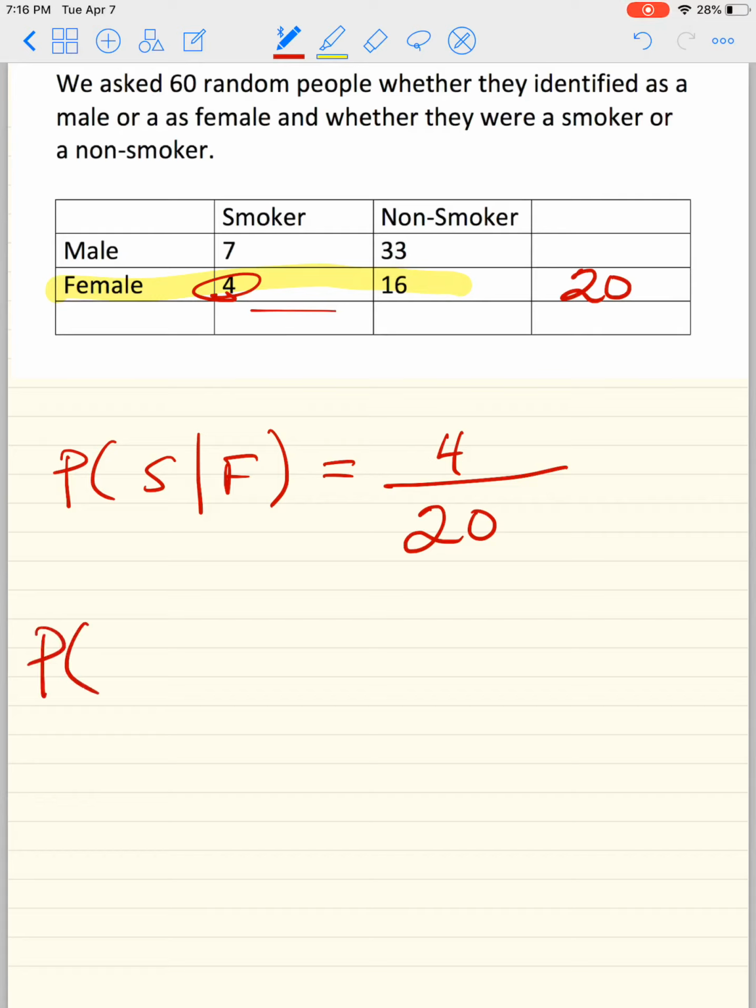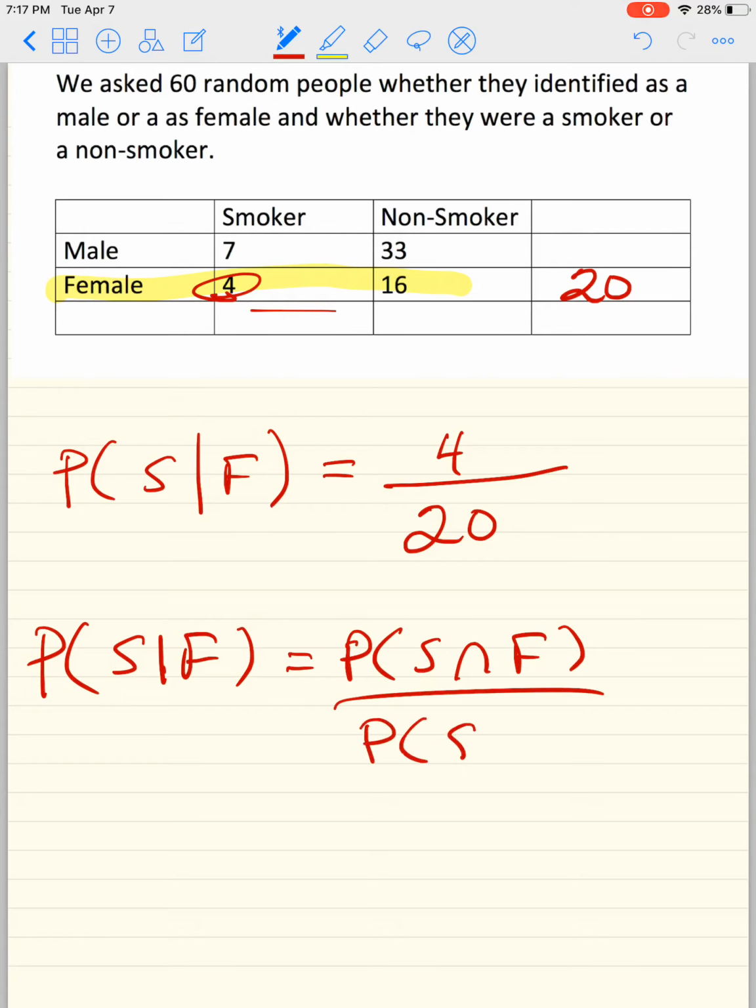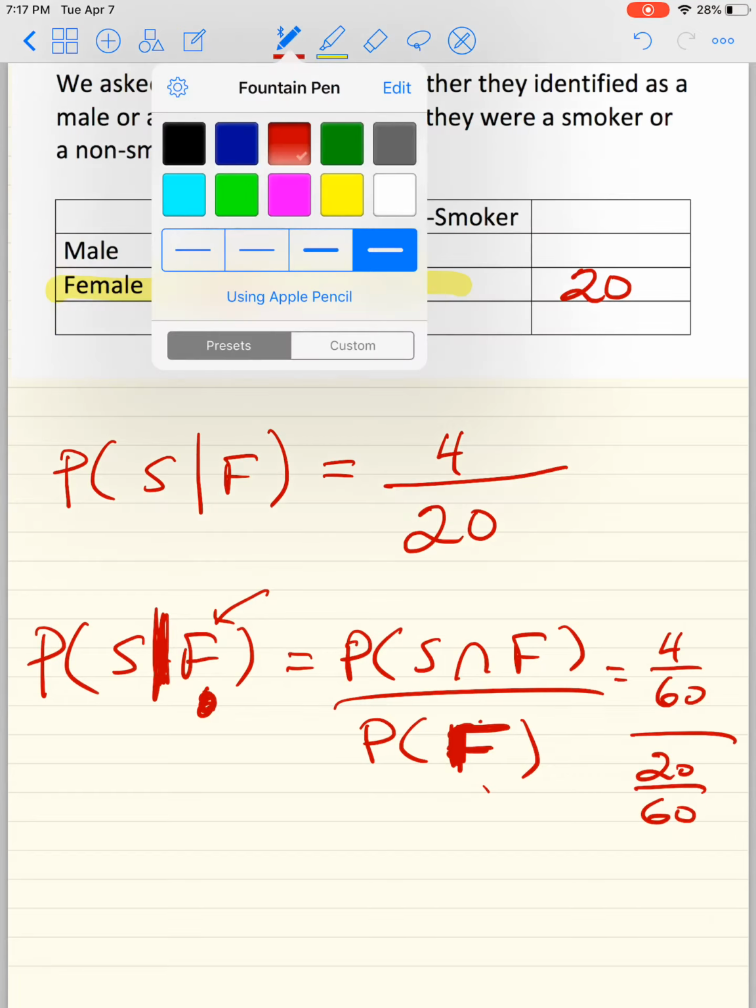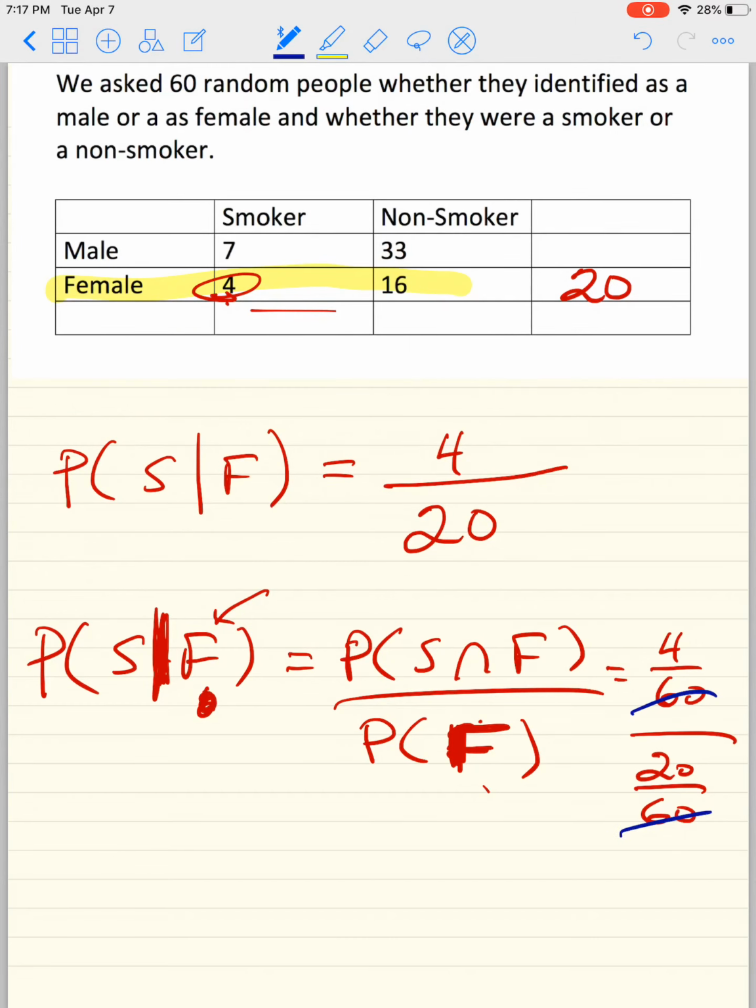If I wanted to do it the long way with the formula, this would be probability of S and F over always this person right here. Think about your paper being rotated. This guy here is on the bottom. So what's the probability of smoker and female? That's 4 out of 60, which is the total. And then what's the probability of female? 20 out of 60. And then when you reduce those, you get 4 out of 20.